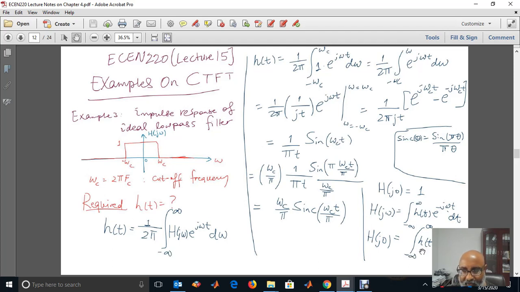So here, what is the point of bringing this example? We can find the DC value of a signal from the graph itself if the frequency spectrum of the signal is given. As you see from this, the low pass filter at 0 is 1. So its DC value is 1. The DC value means the average value of the signal, the integration from minus infinity to infinity of h of t dt.